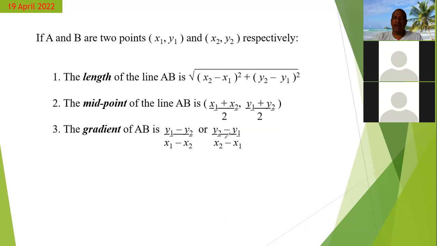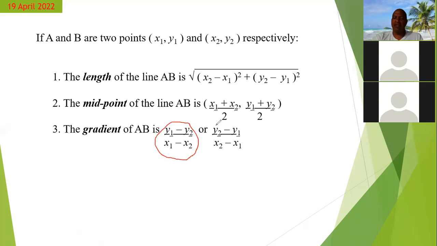All right, so for the gradient, if you're using the formula in this way, you would put the x and y coordinates of the first point. So you would put y1 over x1, and then now you would have y2 over x2. So you're subtracting the y's in the numerator. So you take away y2 from y1, and you take away x2 from x1. Right, so that's how you find the gradient.